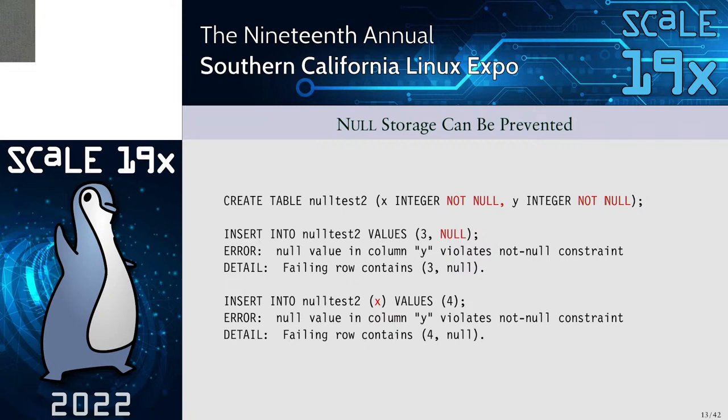So if you take a look up here, I created another null test table, and what I did was I added constraints not null and not null. Now, this might be the username. You don't want the username to be null. This might be the user ID. You don't want that to be null. There's a whole bunch of reasons that you might want to do that.